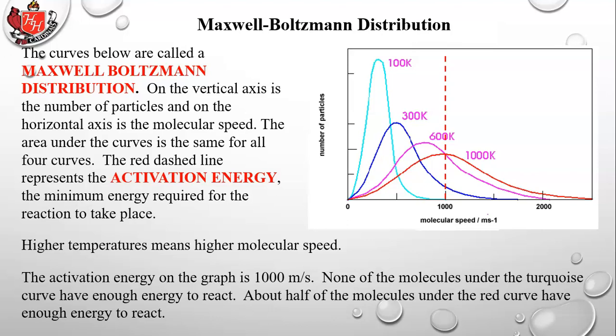So the higher the temperature, the faster the molecules, the harder they're going to hit each other, and the faster the reaction will take place. So you should know how to interpret this graph right here, the Maxwell-Boltzmann distribution.